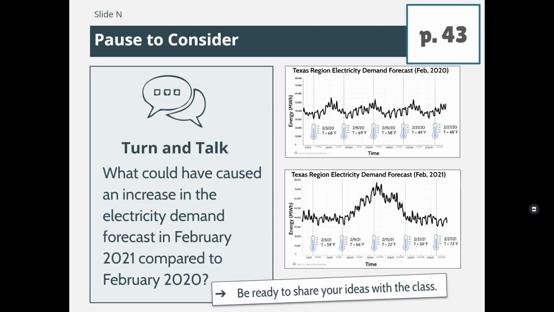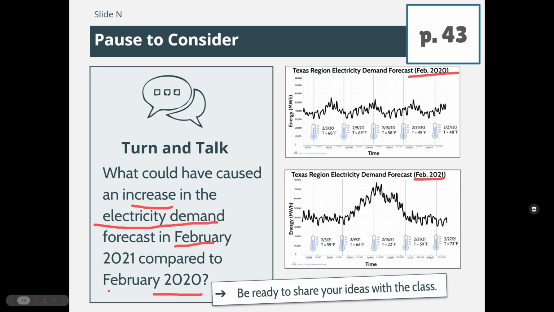Alright everyone, back at where we left off yesterday at page number 43. Let's take a few minutes to share with the class what did you identify and what did you interpret. Specifically, I would appreciate it if you can identify anything that could have caused an increase in the electricity demand forecast in February of 2021 compared to February 2020.